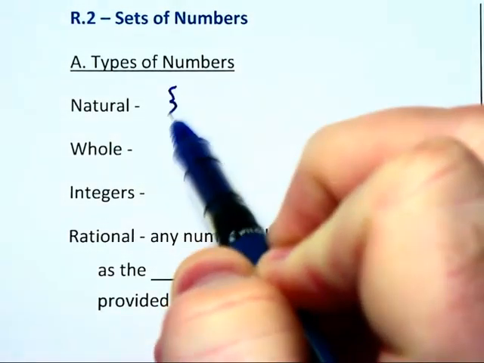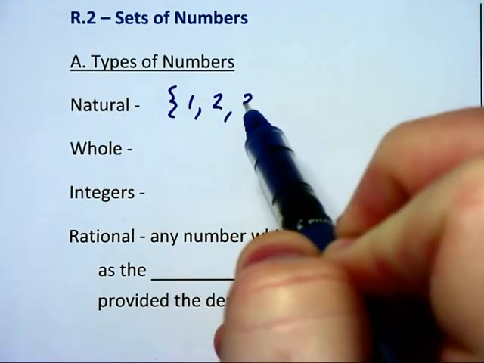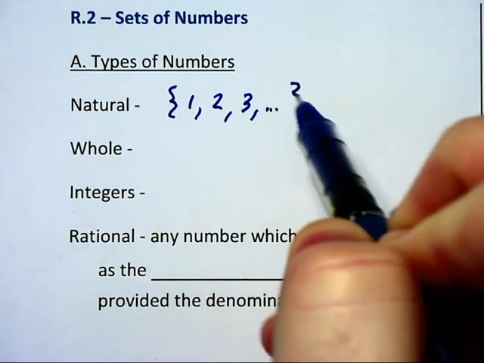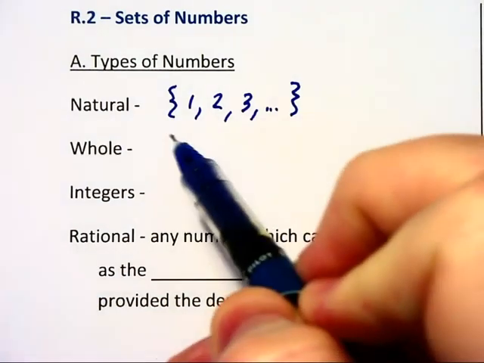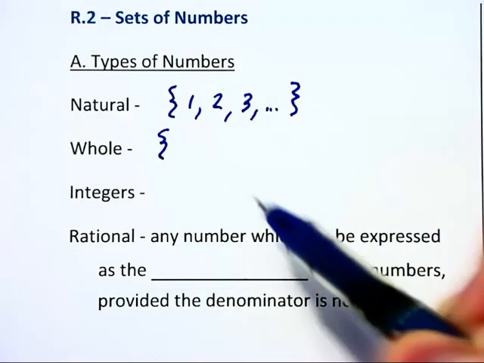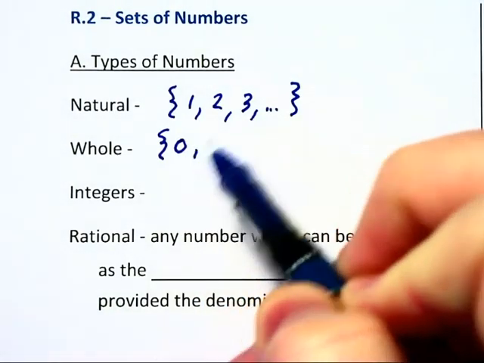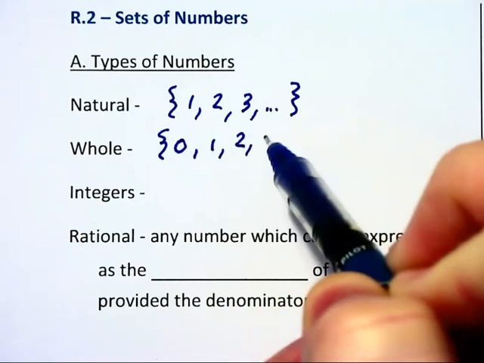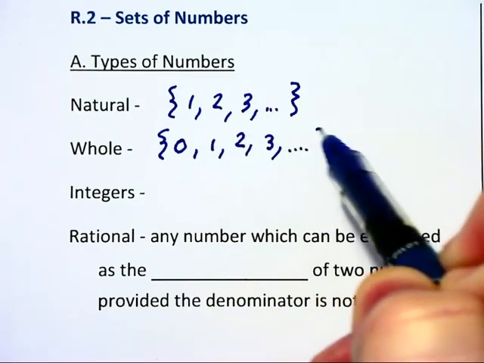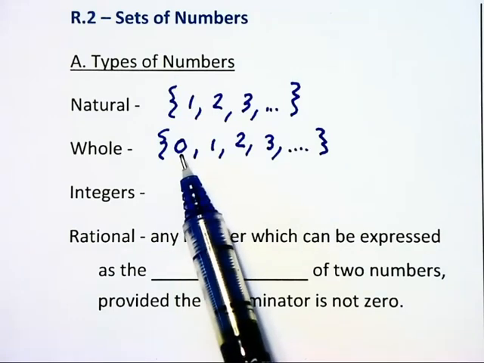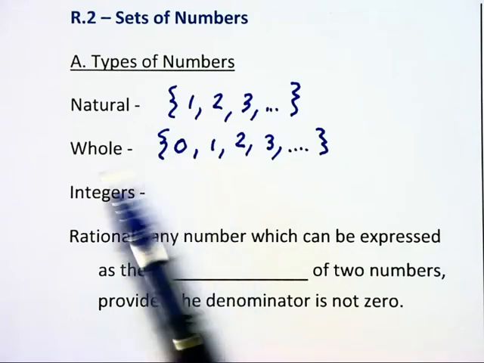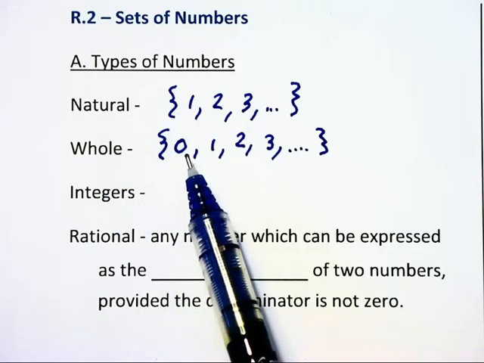Sometimes the natural numbers are considered to be the counting numbers because they're the numbers you can count on your fingers with. And so the set of numbers beginning with 1, 2, 3, etc. are the natural numbers. The whole numbers are very much like the natural numbers, except that they include the number 0 in that set. Now what I like to think of is the 0 has a whole, H-O-L-E, in the center of it, and that's what reminds me that the whole numbers include 0.